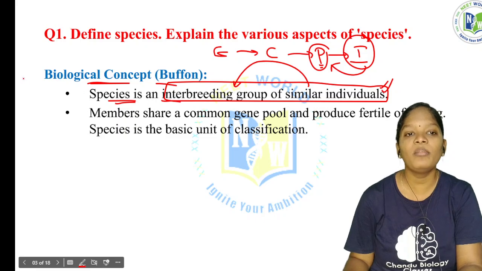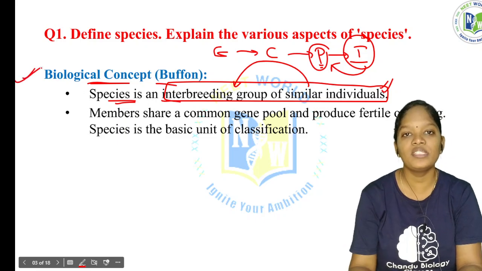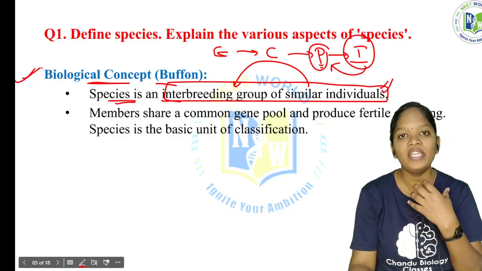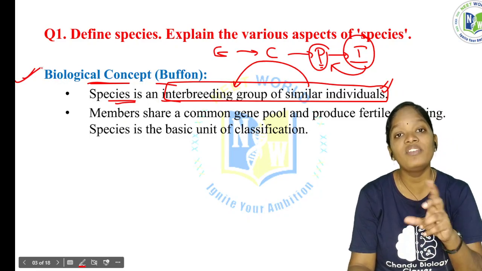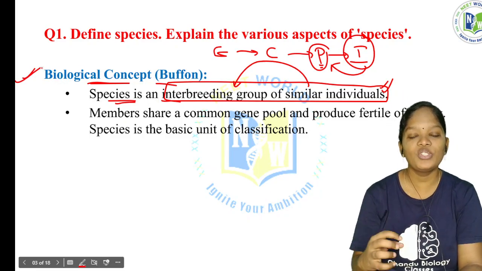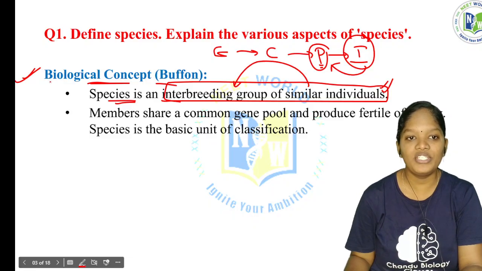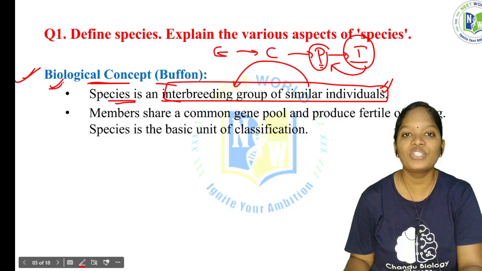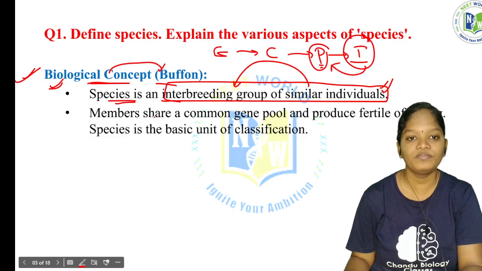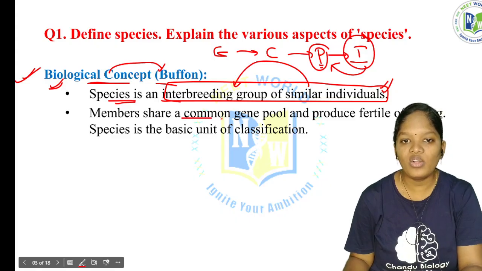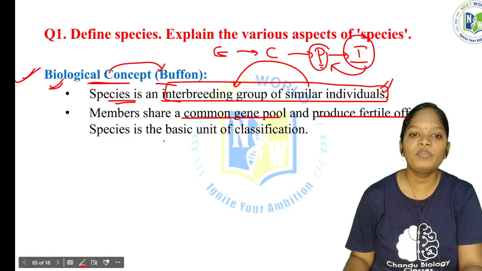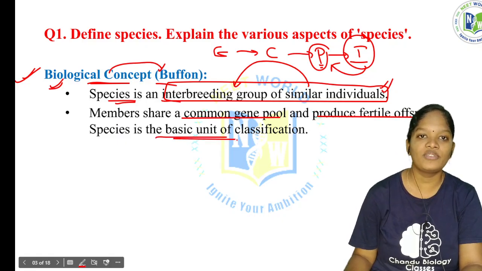So this is the biological concept. In the biological concept, they define the species in terms of reproduction, and we call it the biological concept by Buffon. The members share a common gene pool and produce fertile offspring. Species is the basic unit of classification, we know that.